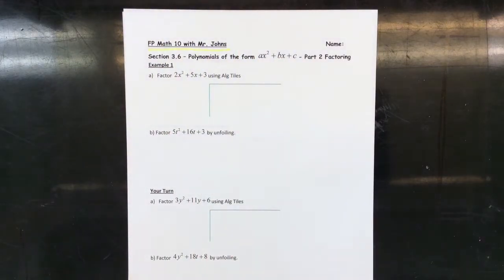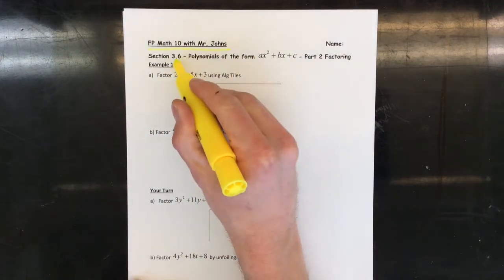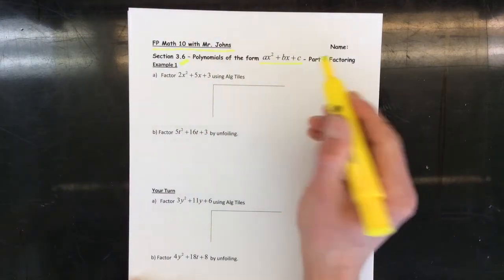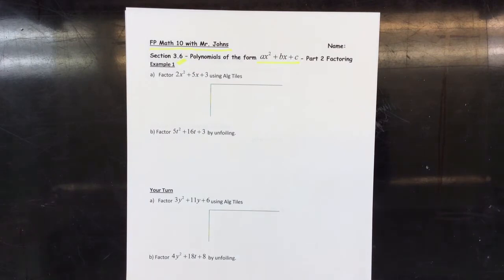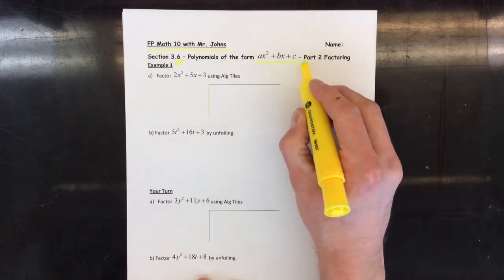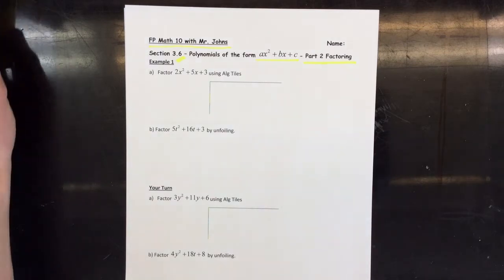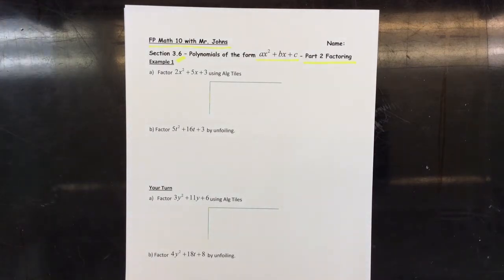Today we're going to look at section 3.6, and we are still looking at polynomials of the form ax squared plus bx plus c. This time we're going to do part 2, which is factoring. So we're going to be working from a trinomial backwards to two binomials. This is tricky, so please pay attention carefully.